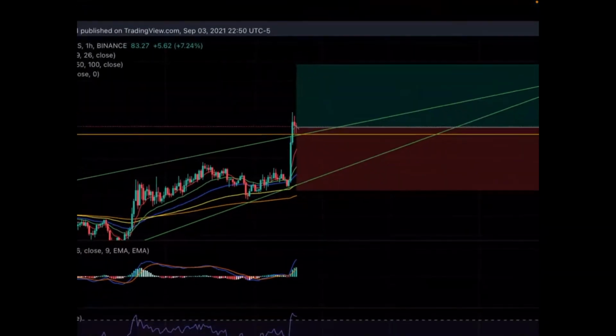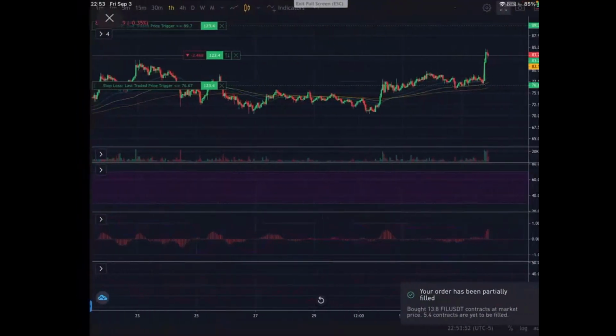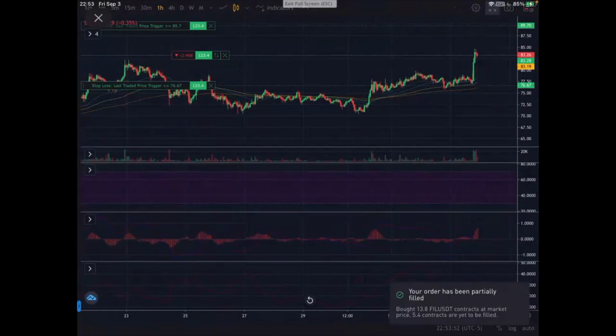So I was like, all right, if I could jump in right now, this might actually be very profitable. I could get in here and I'll set it up all the way to 1-to-1, right? So I can get out at 89.70 and then also get out at 76.67 if it goes in a loss. So here was that order, right? This was on Bybit.